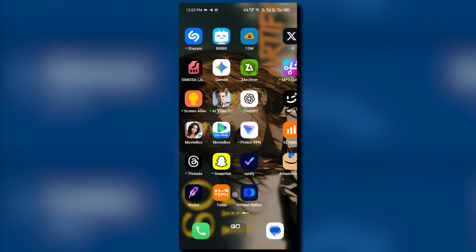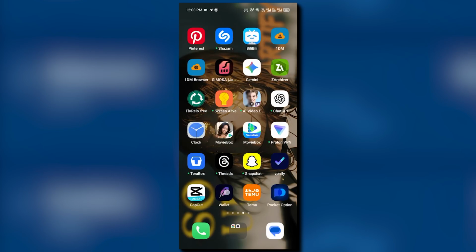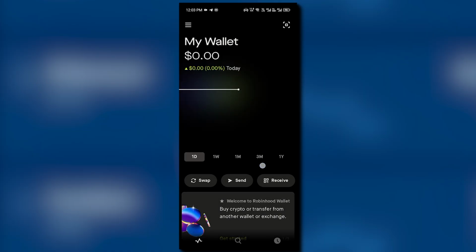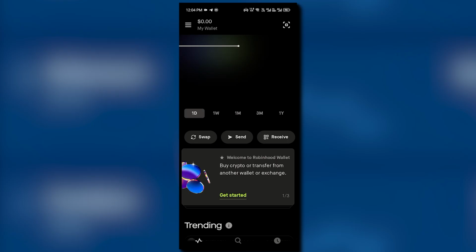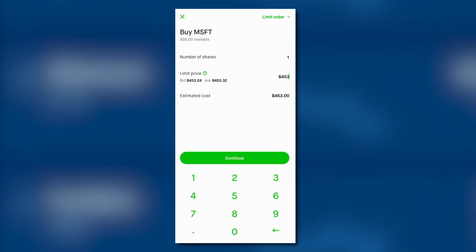Hey everyone! In this video, I'm going to break down some of the more advanced order types on Robinhood, specifically stop orders and stop limit orders. If you're ready to take your trading to the next level and want to understand how to automatically buy or sell stocks based on specific price levels, you're in the right place.